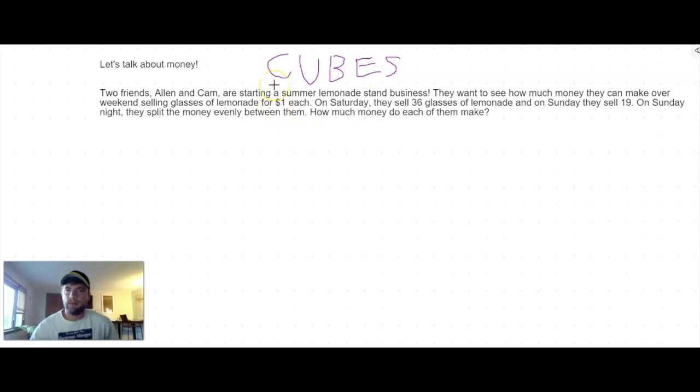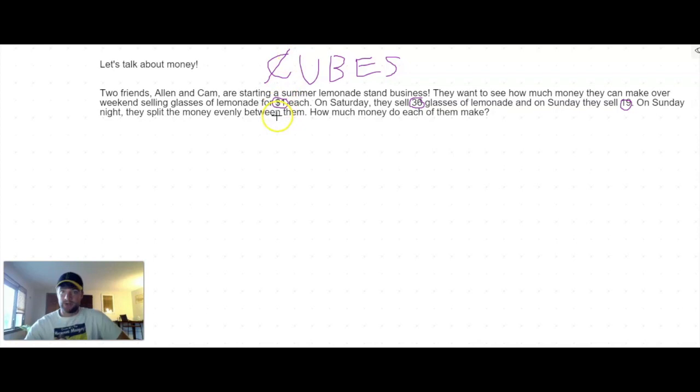So C, if you remember, stands for circle. And we're going to circle all of the important numbers that we see. And the reason why we do this is usually in word problems, you're going to use almost every number that you see. So we want to make sure that we don't miss any numbers. So I'm going to circle $1. That's what they're selling the lemonade for. Then I'm going to circle 36 glasses and 19 glasses. Looks like those are the only numbers in our problem. So we're done with C.